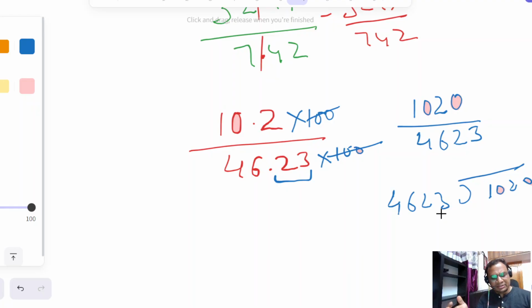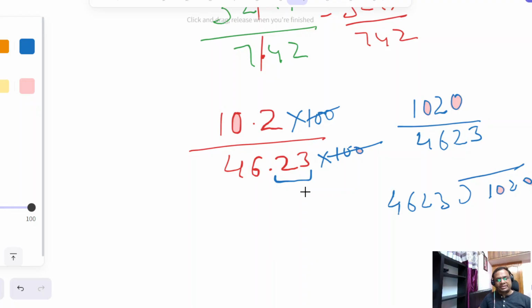If there's only one decimal place in the denominator, multiply with 10. If you have two decimal places, multiply with 100. If you have three decimal places, multiply with 1000. Whatever you multiply with the denominator, you need to multiply with the numerator as well. And that's all. The rest is just simple division, how we divide, right? So this is what we need to remember.